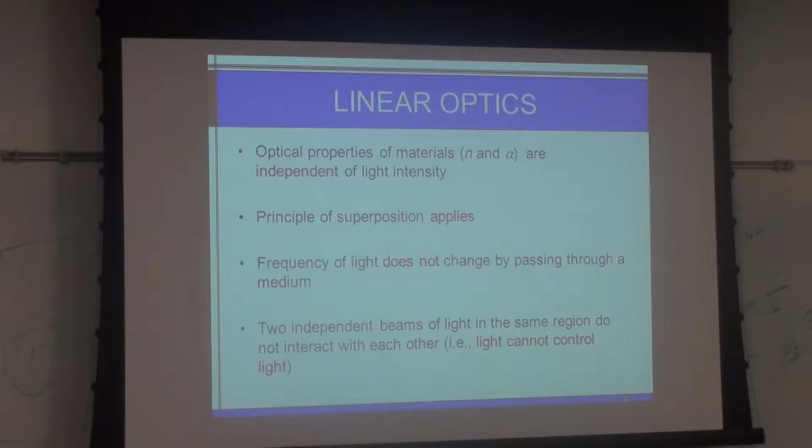That means if I take my laser pointer, stick it through a piece of glass, and if there was a knob on this, and I can crank up the intensity of the laser pointer, I don't expect N or alpha to change as I crank the intensity up for a linear medium. Okay? The principle of superposition applies.